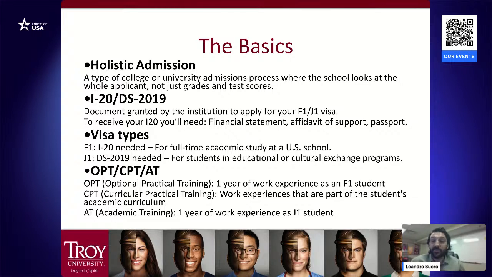Then CPT means curricular practical training. This is usually maybe for an internship or something like that. This is part of your program, and you will do it while you do your program, right? Maybe you do CPT during a semester, or maybe during the summer, right? And then academic training is also 1 year, but it's pretty much the same thing, for J students, right? So the good thing about OPT, CPT, and AT is that you do it with your student visa. You don't have to change to a work visa, right? So the student visa, after you graduate, or if it's part of your program, will allow you to stay in the US working, which otherwise is not allowed, right?